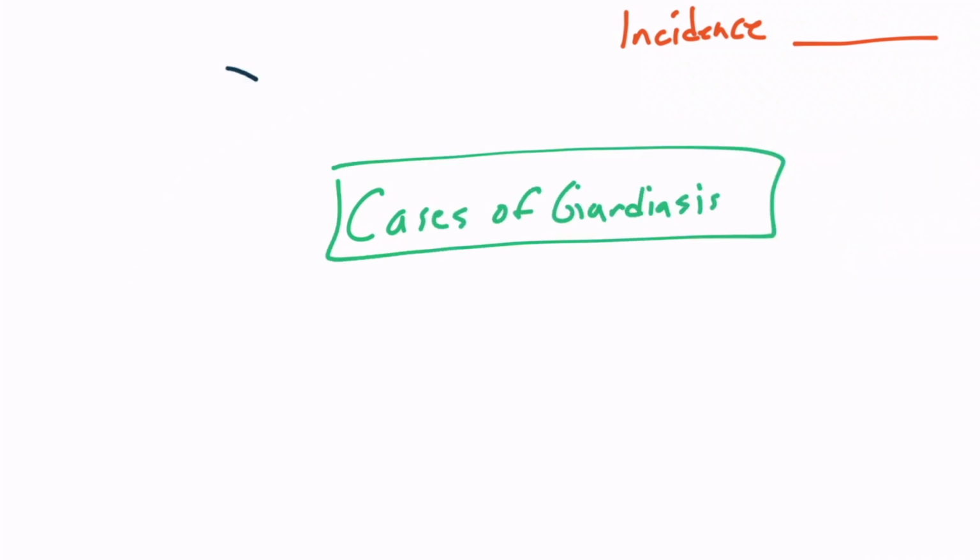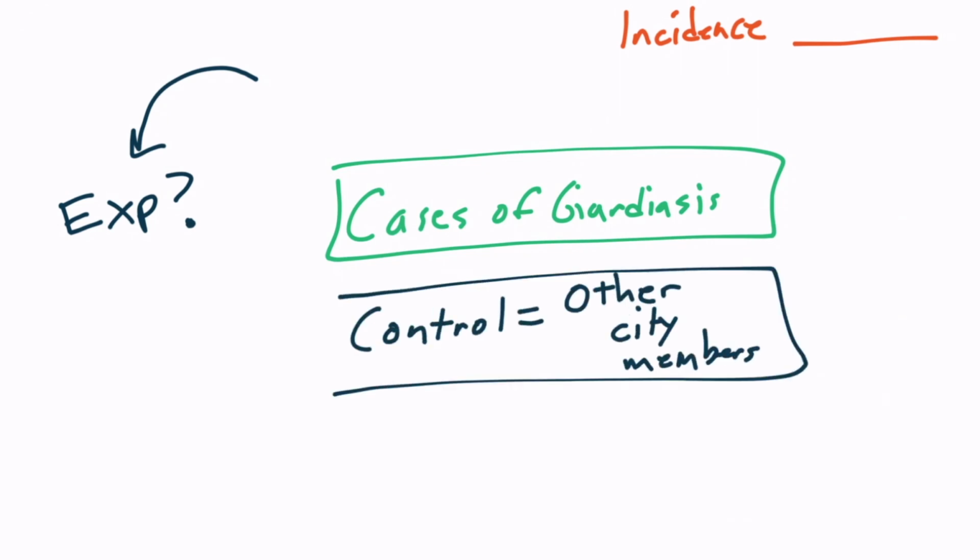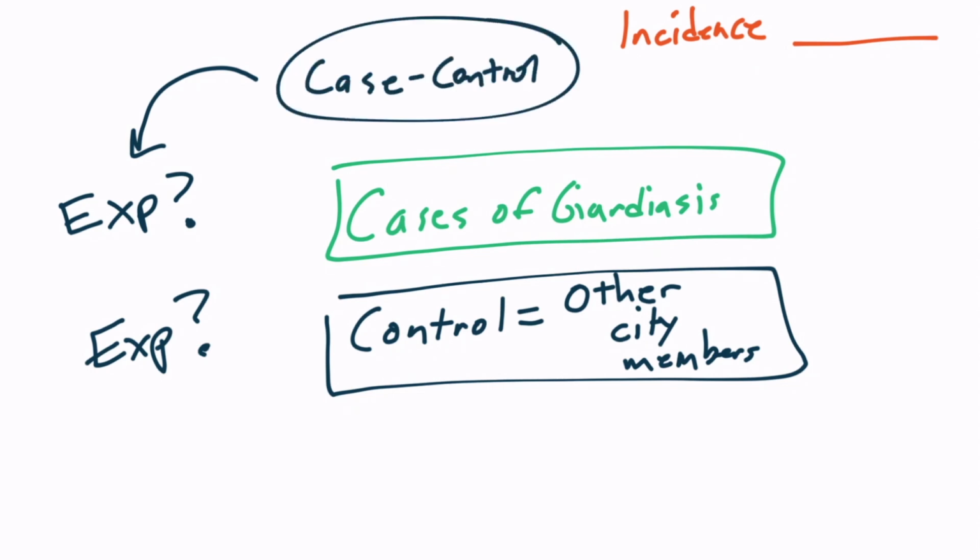To determine whether or not we can find incidence, we need to confidently determine what type of study this is. So in this, they described the disease, or cases of giardiasis, and they went back to see who was exposed. By surveying everyone in the city, they found a reasonable control group. So they actually found the exposure rate in both the case and control group. So this was a case control study. And with this type of study, you can find the odds ratio. However, you cannot determine the incidence.